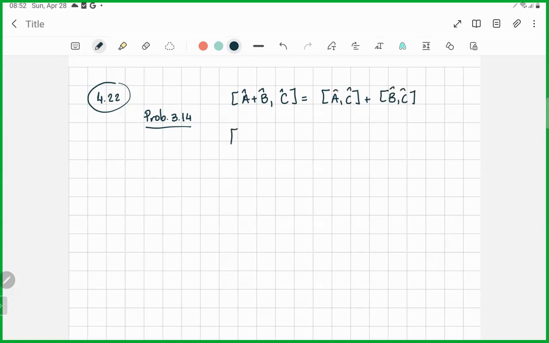The other property is when you have the product of two operators, A and B, with C. Then you take this first one out in front and check the commutator between B and C. And this second one, you take it out, but you put it at the end. So first you have the commutator between A and C, and then you multiply it by B.